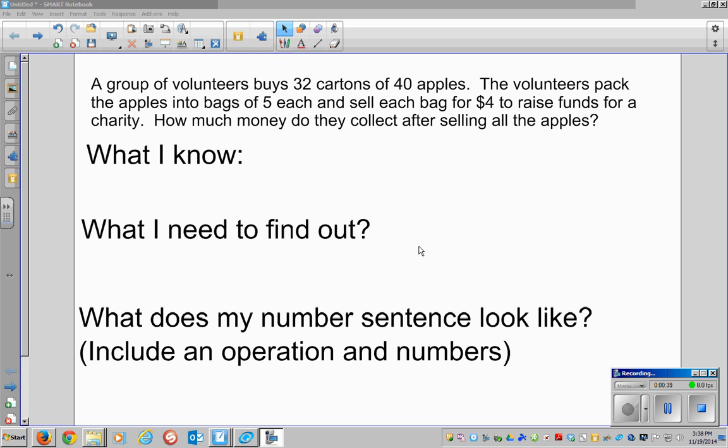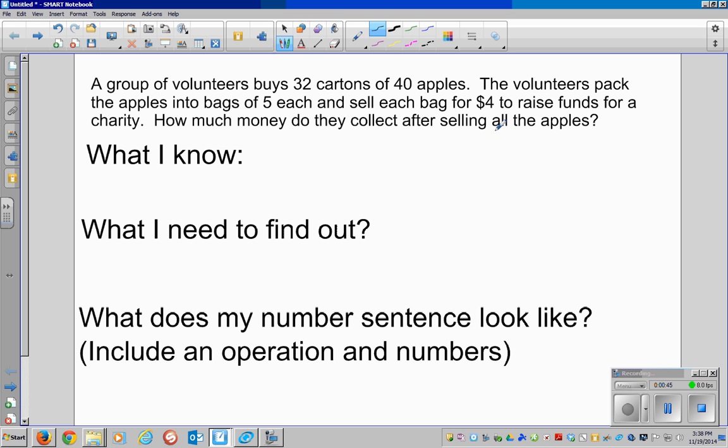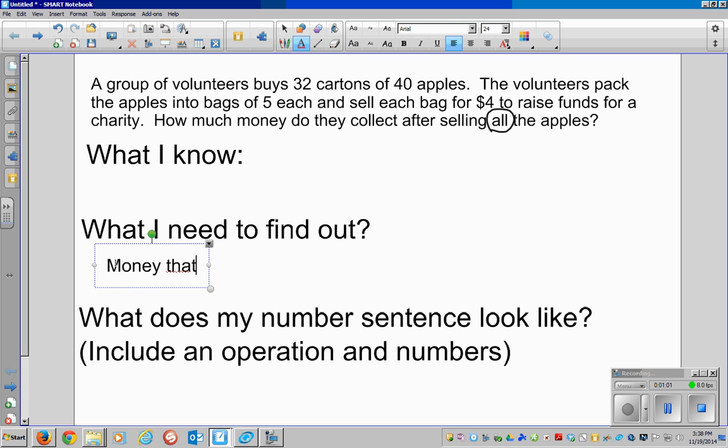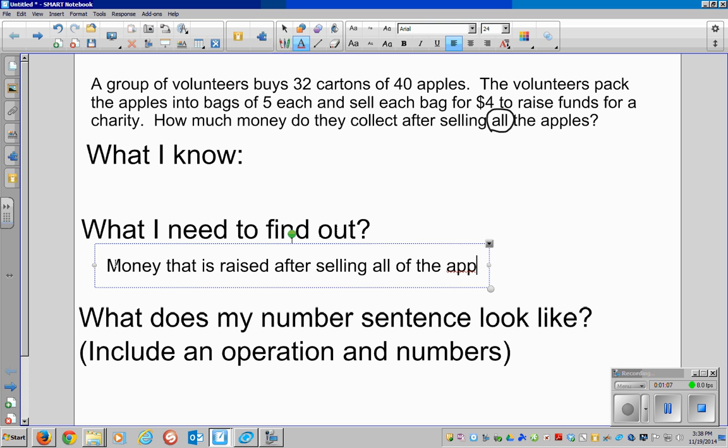So this time, I'm going to work backwards and look at the question. How much money do they collect after selling all the apples? I notice a key word there again, the word all. Once they sell all of these, it's going to be a dollar amount, and that's what I need to find out. So: money that is raised after selling all of the apples. That's the key focus. I want to make sure I keep that in mind.